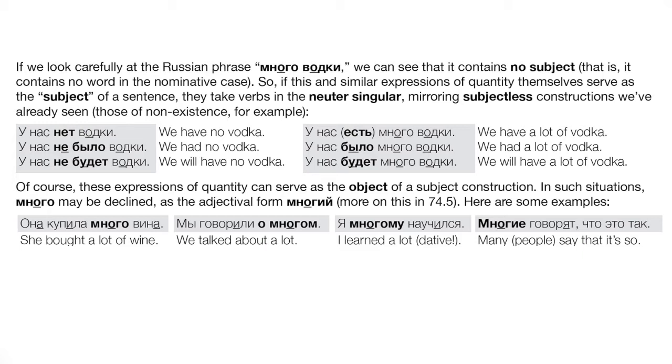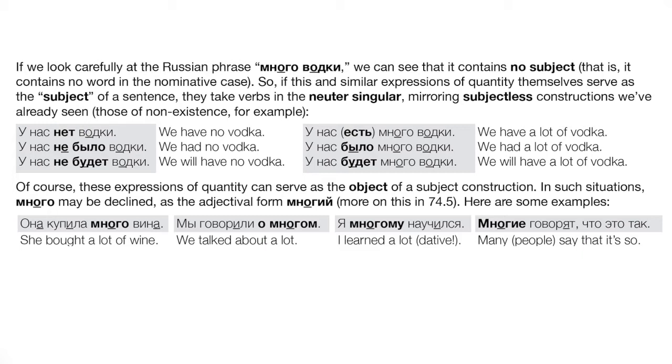So the subject here is много, right? A lot of something. We have sort of this quantity as our subject. And in cases like that in Russian, we get neuter verbs, basically. У нас было много водки, right? We had a lot of vodka. У нас будет много водки. Okay, I think that makes pretty good sense, right?